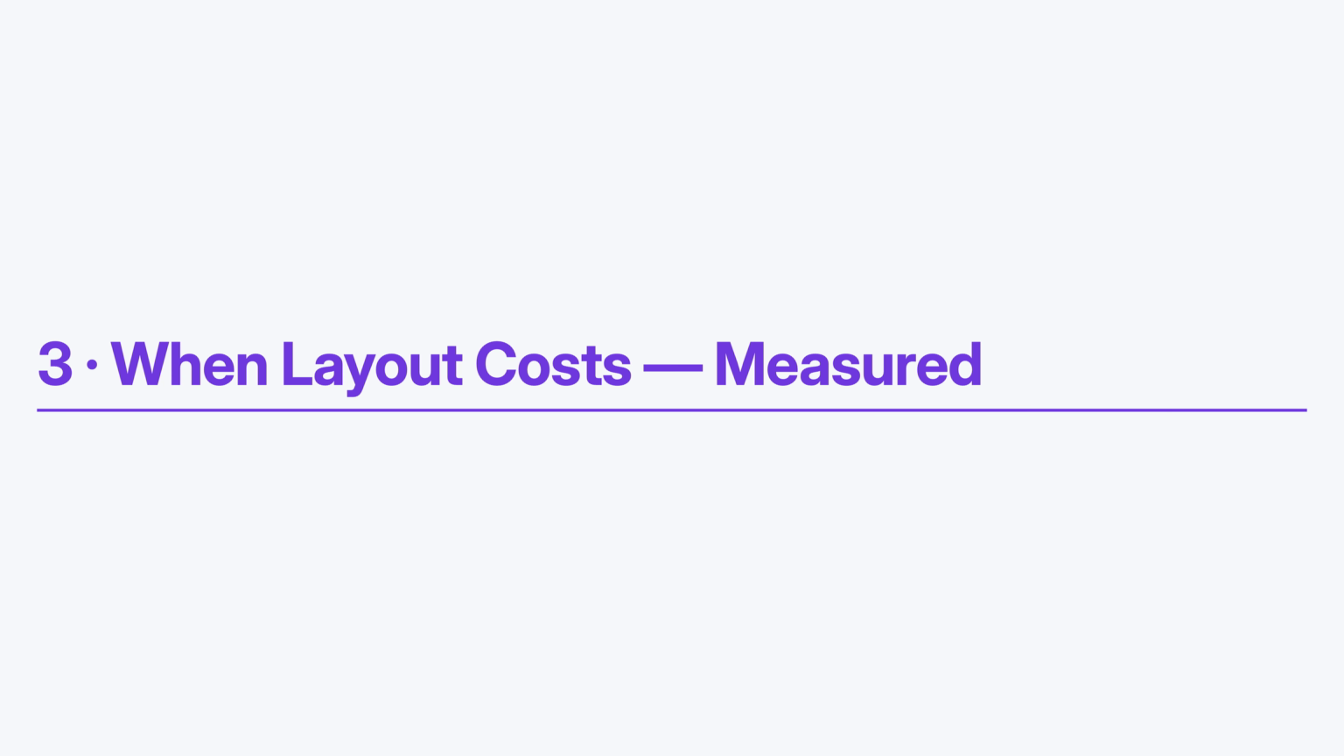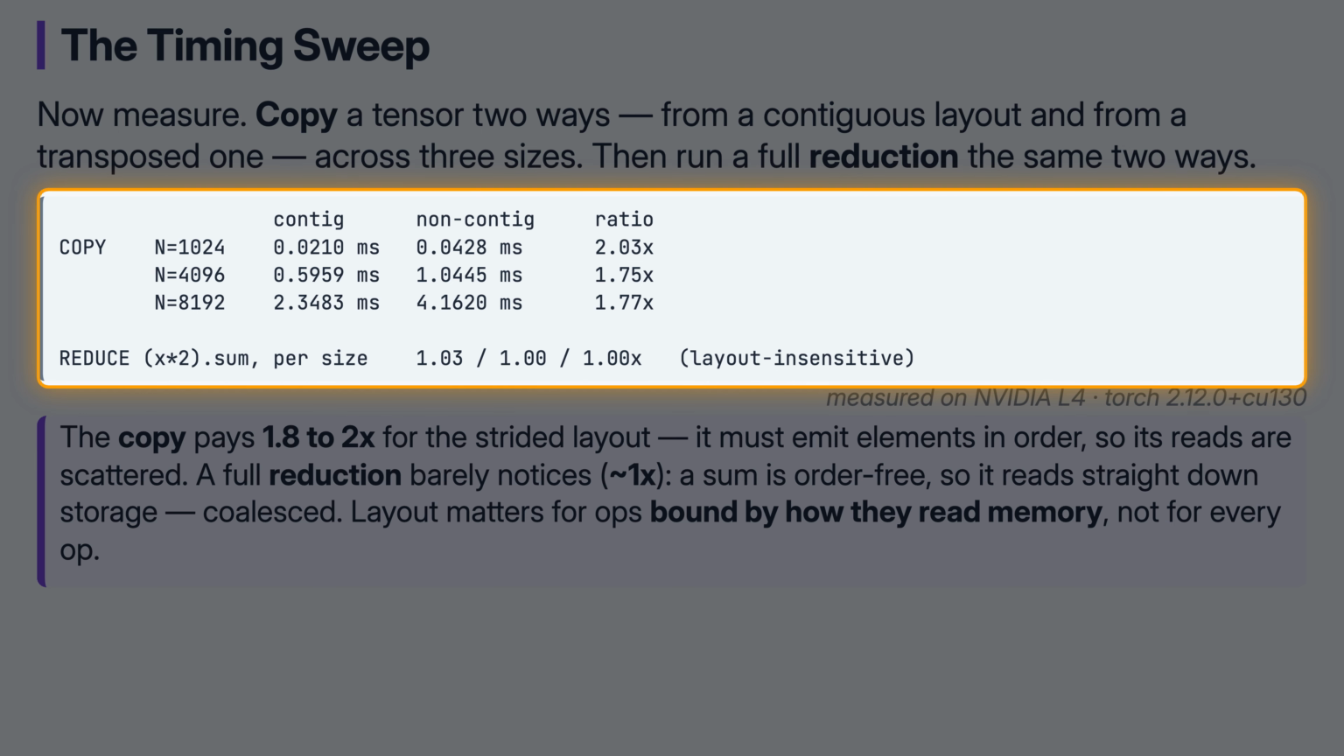Part 3. What does the layout actually cost? We measure it. Now measure. The copy from a strided layout runs about 2 times slower. It is 2.03 at the smallest size. It stays near 1.75 at the larger sizes. But the reduction, x times 2 dot sum, is about 1 times either way.